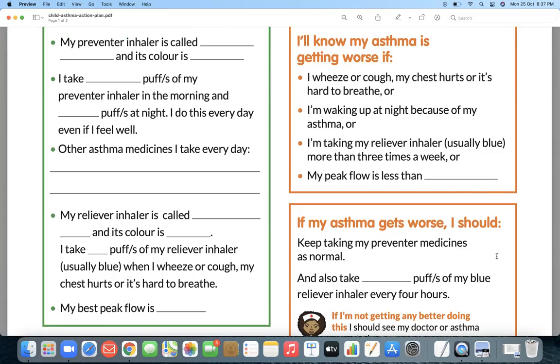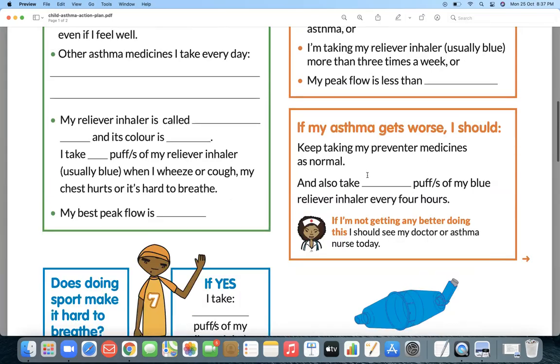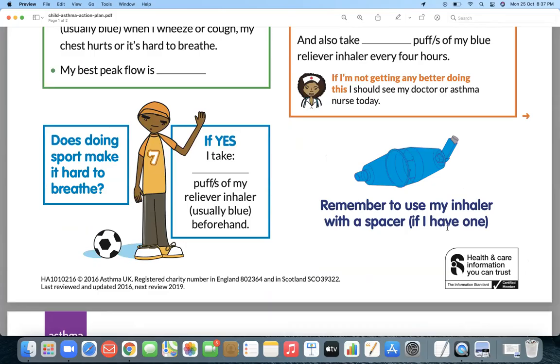If my asthma gets worse, I should keep taking my preventer medicines as normal, and also take puffs of my blue reliever inhaler every 4 hours. So this is a 4-hourly therapy. When it gets worse, the preventer will be the same, and the reliever you will do every 4 hours. If I'm not getting any better doing this, I should see my doctor or asthma nurse.